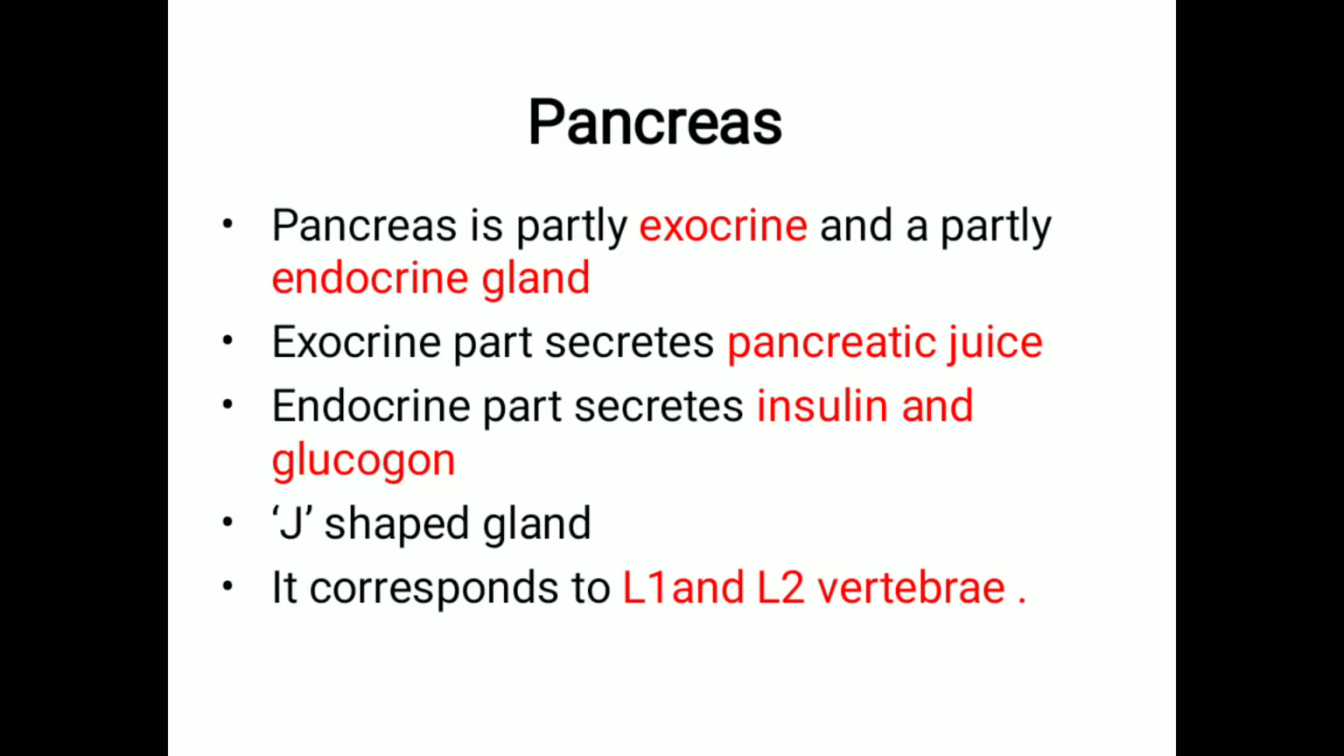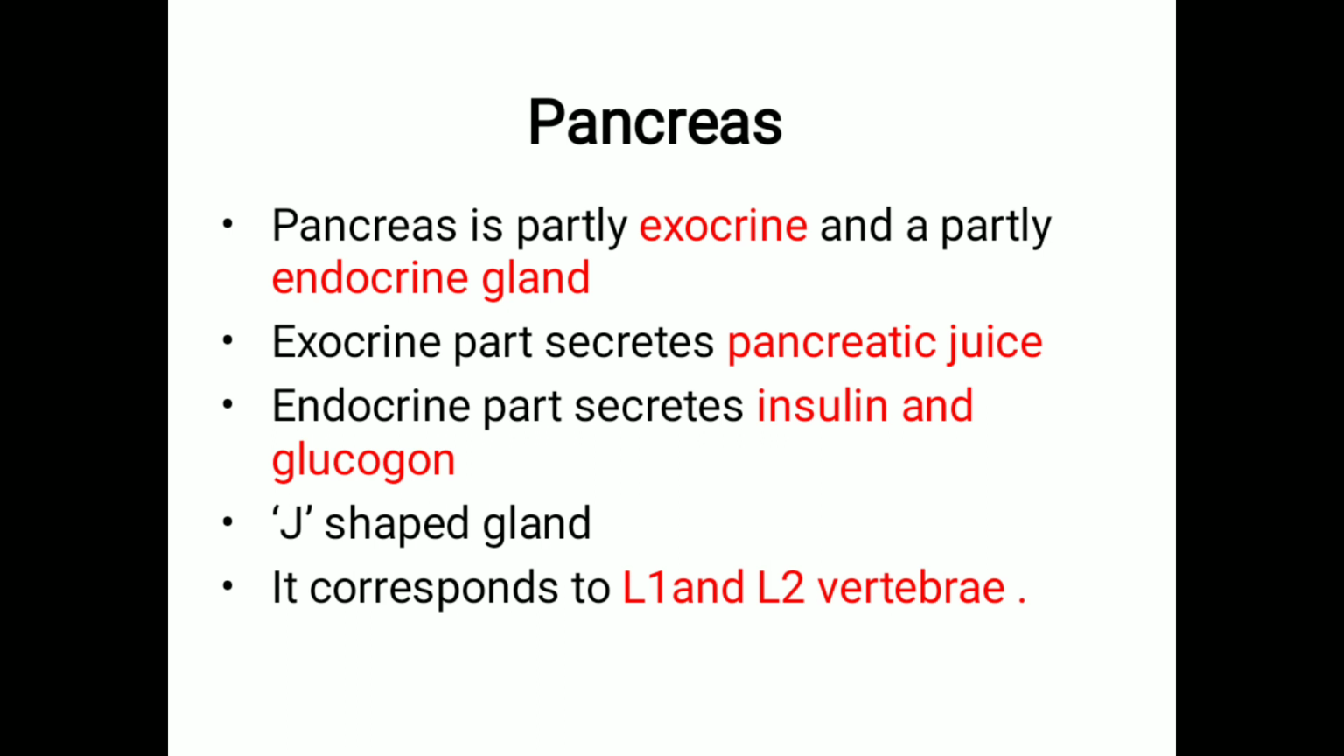Pancreas. Pancreas is partly exocrine and partly endocrine gland. The exocrine part secretes pancreatic juice and the endocrine part secretes insulin and glucagon. So remember, the pancreas consists of two parts.